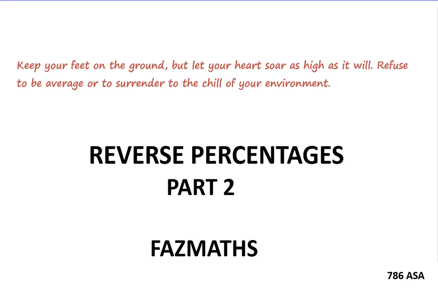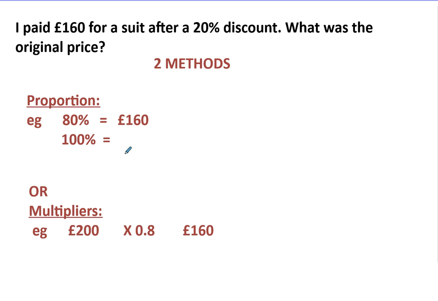I'm sure there are more. It's just these are the two most common ones. One's my way, proportion-wise, and the other one's a multiplier.